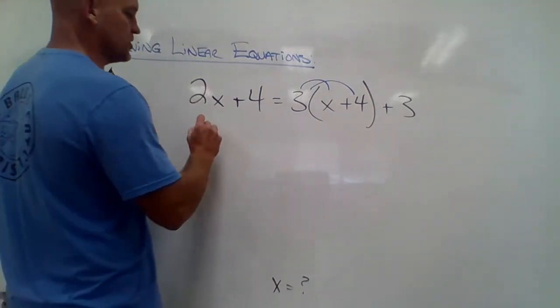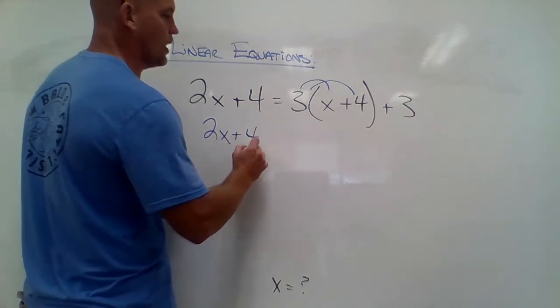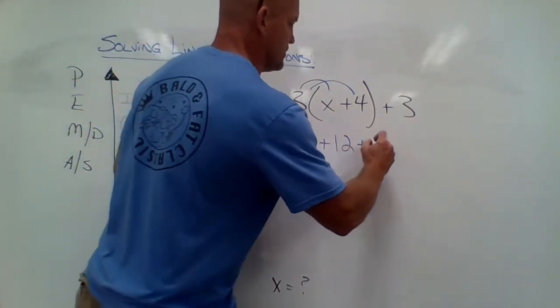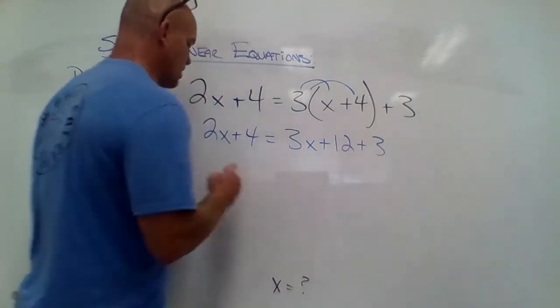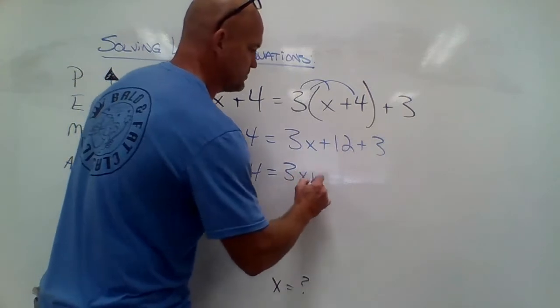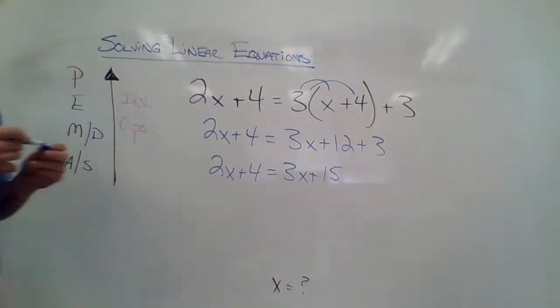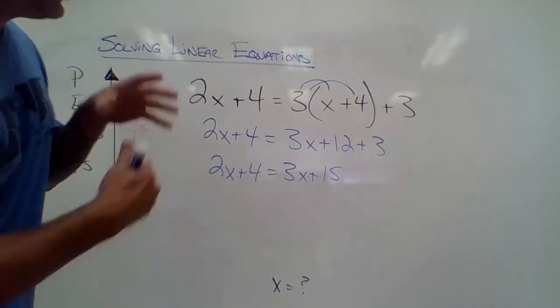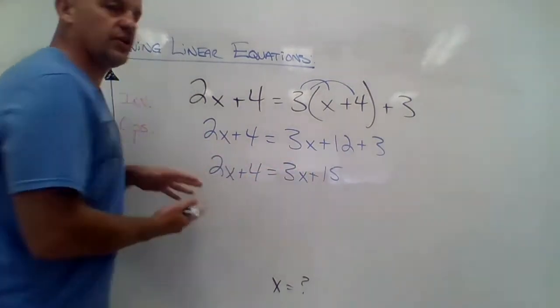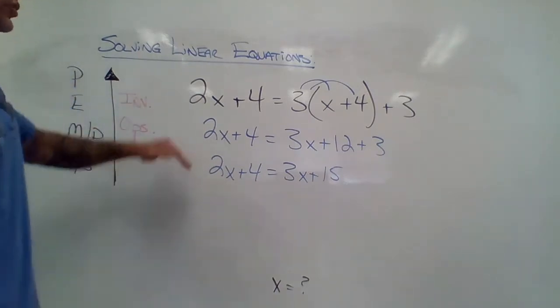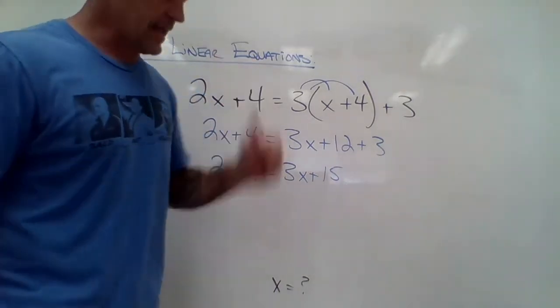So this, of course, stays as 2x plus 4. When I distribute that, it becomes 3x plus 12, and then plus 3. Since these are like terms, I can put them together, and I'm looking at 3x plus 15. Now this is the part where I have to get x by itself on one side. You can pick whatever side you want and make that happen. My suggestion to you is to get into the habit of choosing the side with the least amount and getting rid of it.